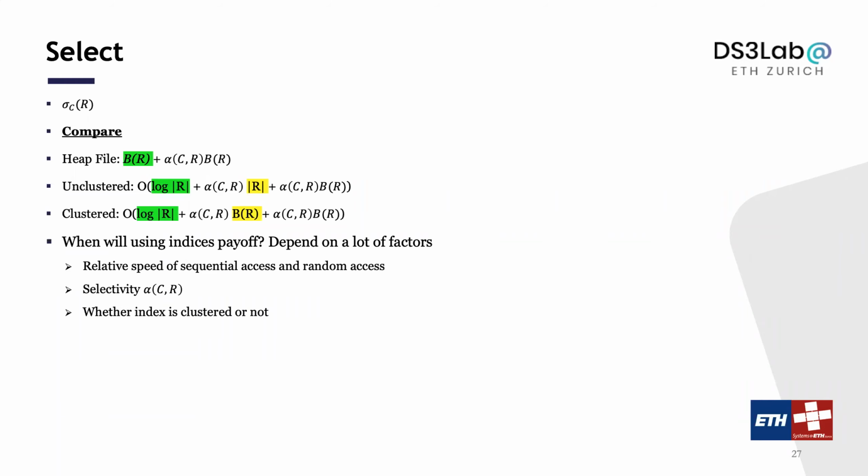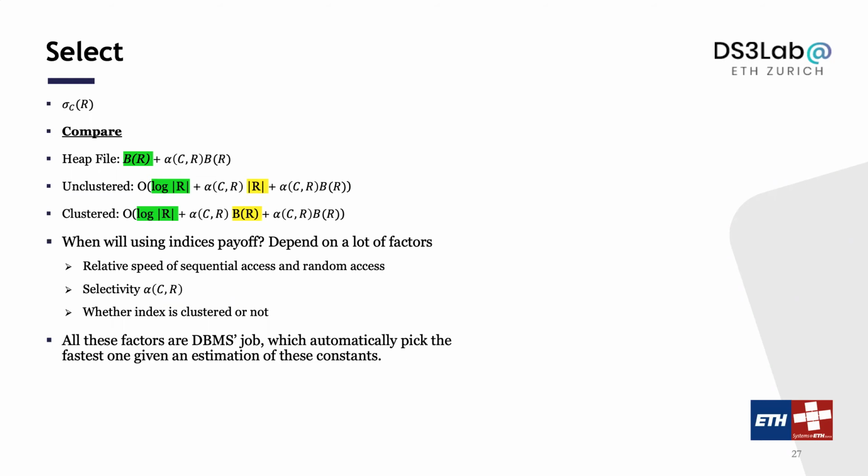And it also matters a lot whether the index is clustered or not, right? Balancing all these factors is the database's job, not your job as a user. The database is going to automatically pick the fastest one, given an estimation of those constants. What's important is the database only knows an estimation of, for example, selectivity. It may make a wrong decision, but at least it will try to make the decision for you, and it is often the case that they are not that wrong in modern database systems.